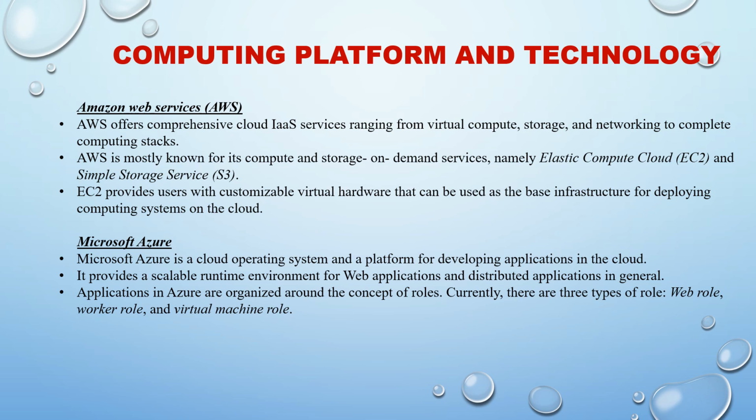S3. EC2 provides users with customizable virtual hardware that can be used as the base infrastructure for deploying computing systems on the cloud. It is possible to choose from a large variety of virtual hardware configurations, including GPU and cluster instances. S3 is organized into buckets. These are containers of objects that are stored in binary form. Users can store objects of any size, from simple files to entire disk images, and have them accessible from everywhere.